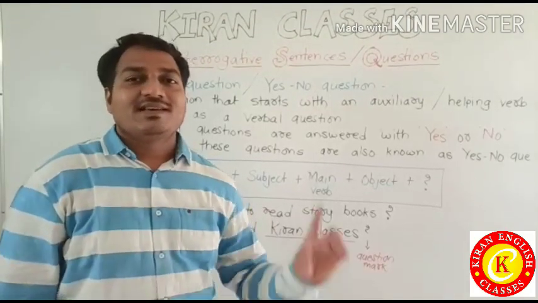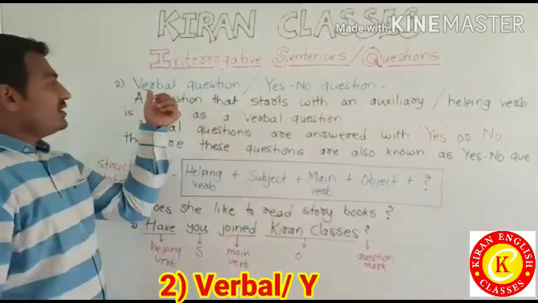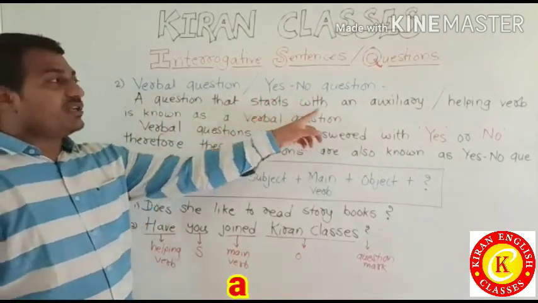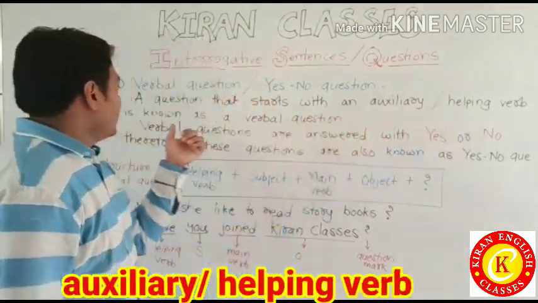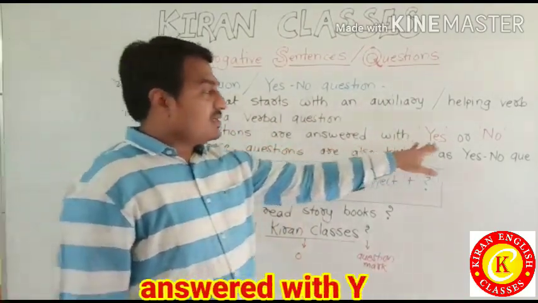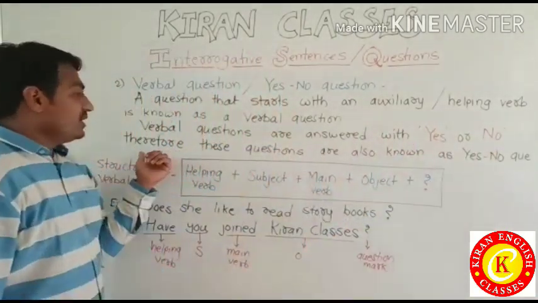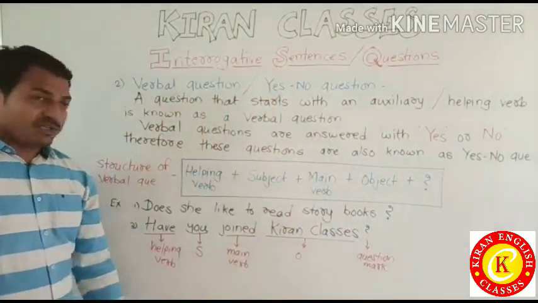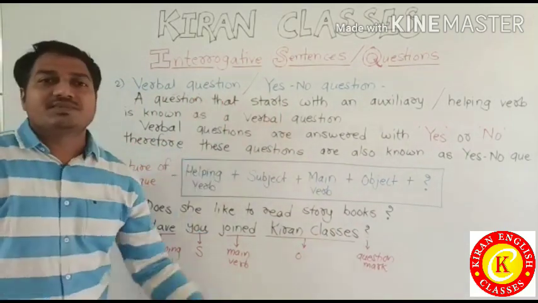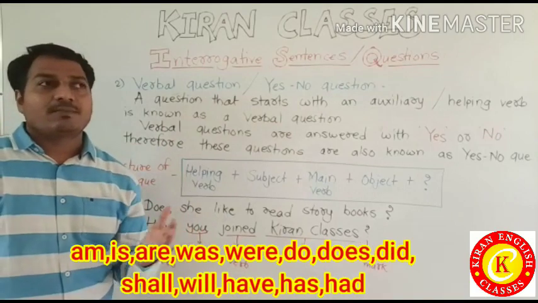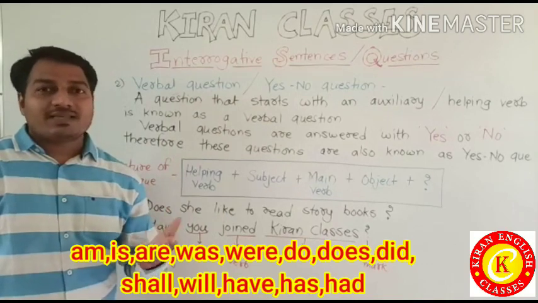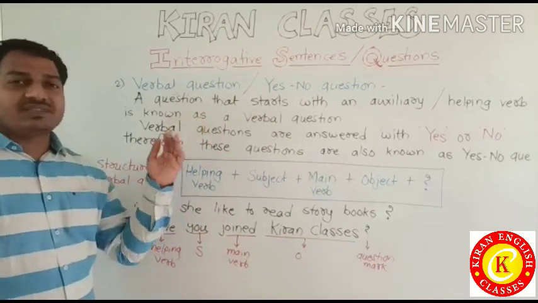Let's see the second type of interrogative questions, and that is verbal question. It is also known as yes/no question. A question that starts with an auxiliary or helping verb is known as verbal question. Verbal questions are answered with yes or no, and therefore these questions are also known as yes/no questions. Here are some auxiliary verbs, for example, am, is, are, was, were, do, does, did, shall, will, and have, has, had. You can start these questions with such auxiliary verbs.